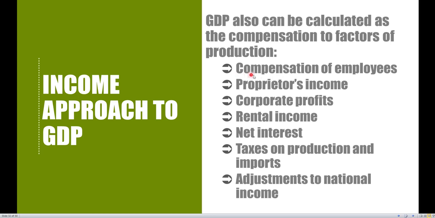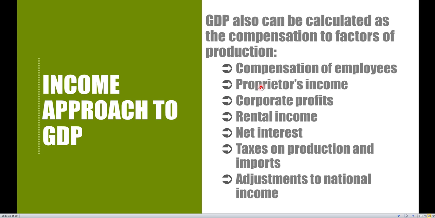Take a look at this. Number one, compensation of employees. This is the biggest component of the income approach, this main variable right here. This is when you work for a particular firm or corporation, and they're going to give you some type of wage. So wages, salaries, this is all going to come under this particular variable.